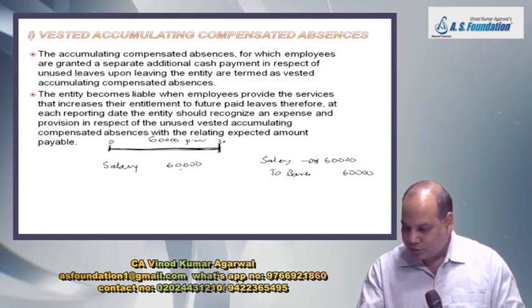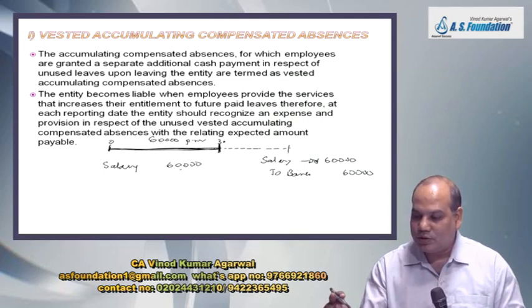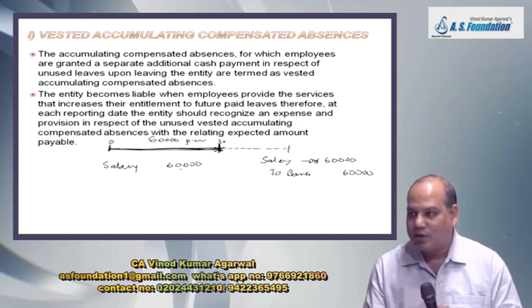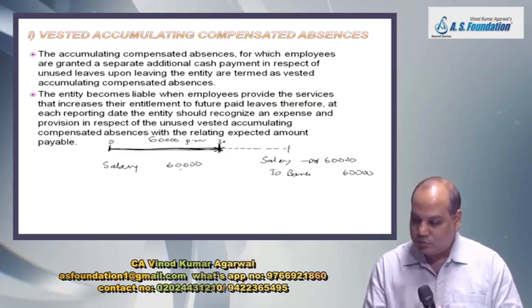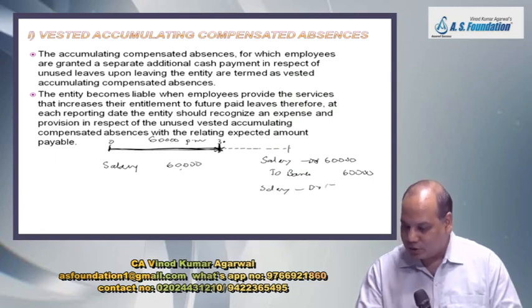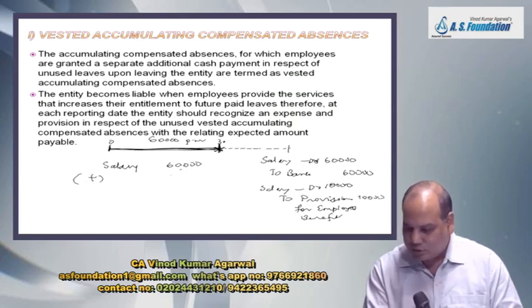No problem. And he can carry forward the leave to the next year. Okay, so it is a vested accumulating compensated absence. So the standard says you have to make a provision because either he will utilize the leave in the next year, or he can encash it. So one more entry I will write: salary, employee benefit account debit, 10,000, to provision for employee benefit expense, 10,000. So I will add 10,000 more here.